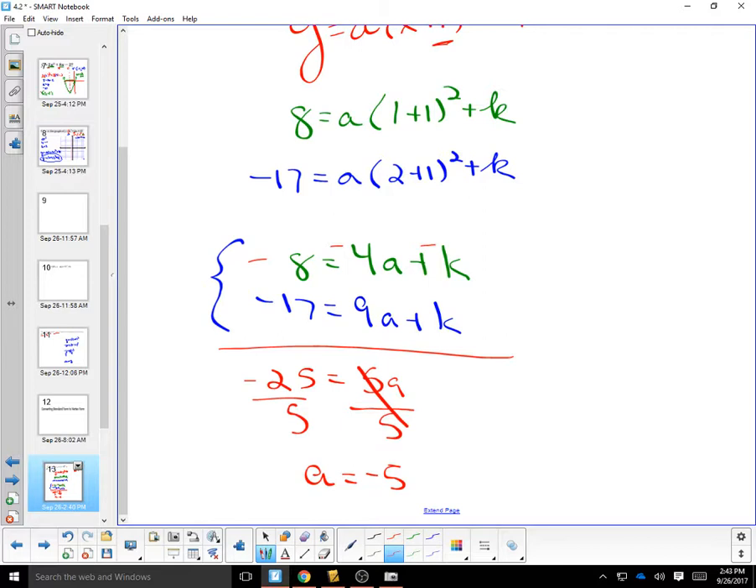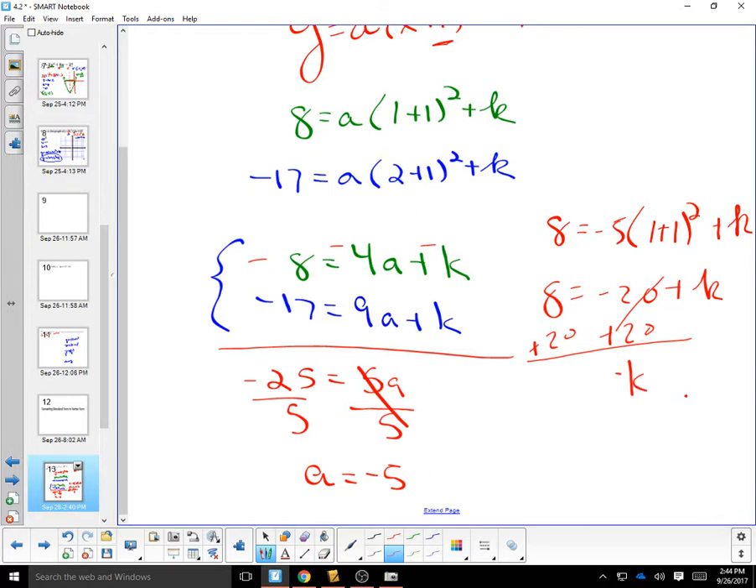How do I get my k? Plug it into what? The first equations. I'll use the top one because the numbers are smaller. That is 8 is equal to -5 times (1 plus 1) squared plus k. What's 1 plus 1? 2. 2 squared is 4, times the -5 is -20. Let's add 20 to both sides. So that means that k is, and I'm done.